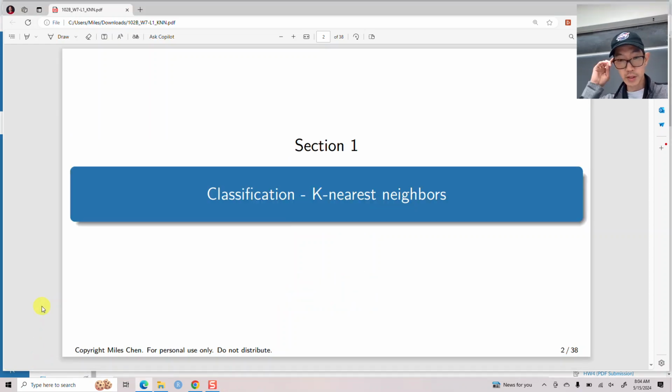Okay, well, happy Wednesday. Today we'll take a look at k-nearest neighbors as a classification algorithm.